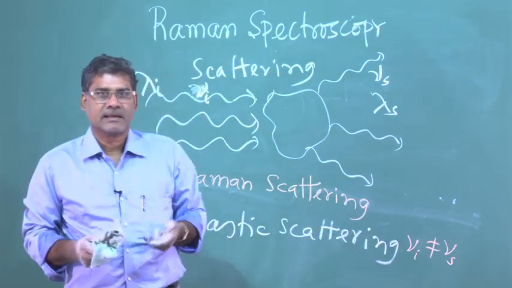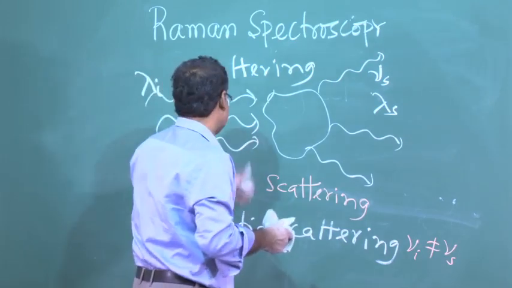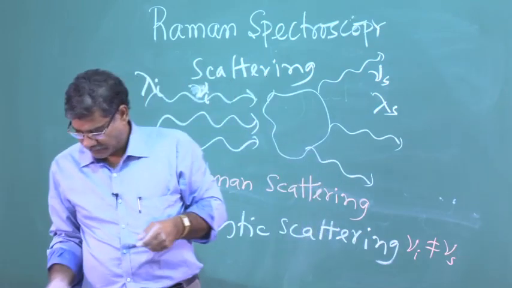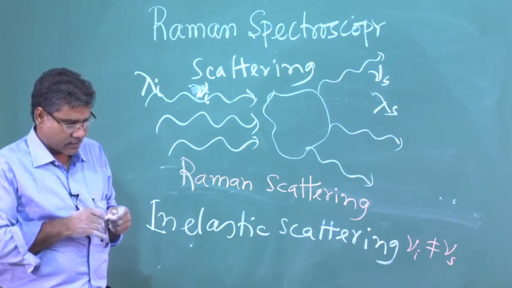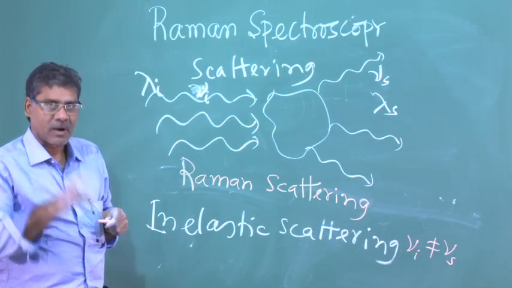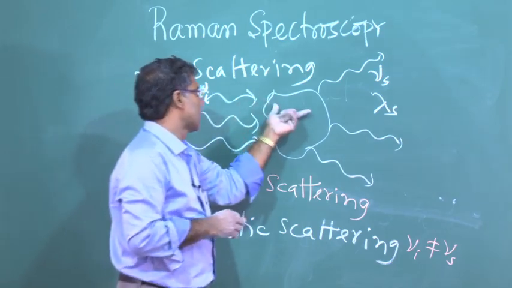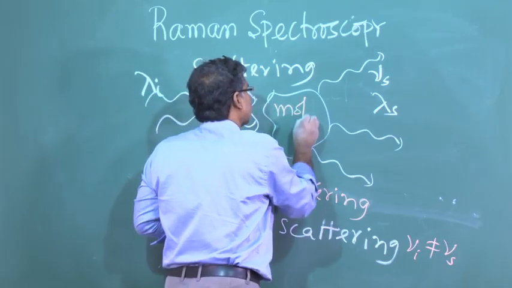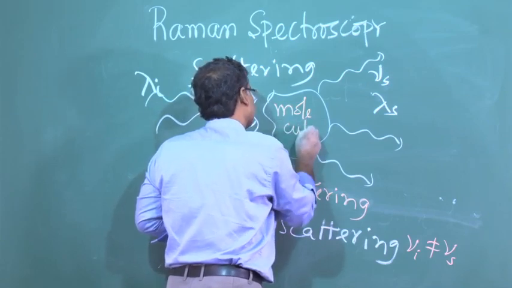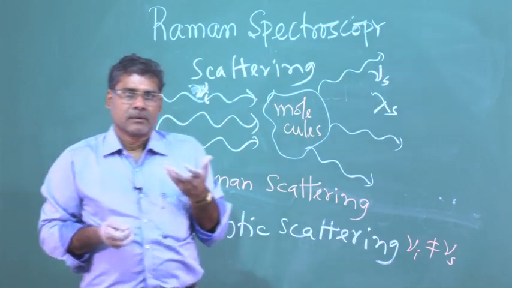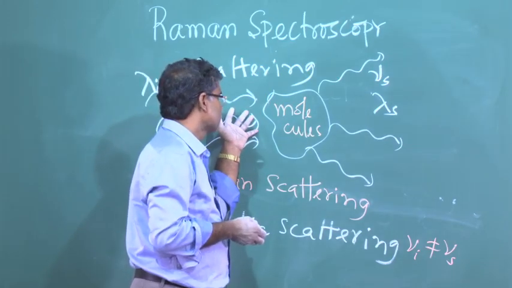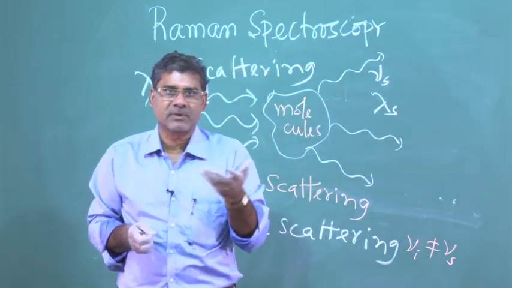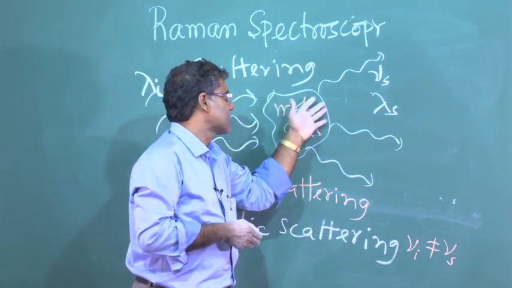Raman scattering is basically inelastic scattering. So, what Raman found was that when sunlight, or light from, I think, a mercury source, was put on a sample of molecules, this incident light is scattered by these molecules.